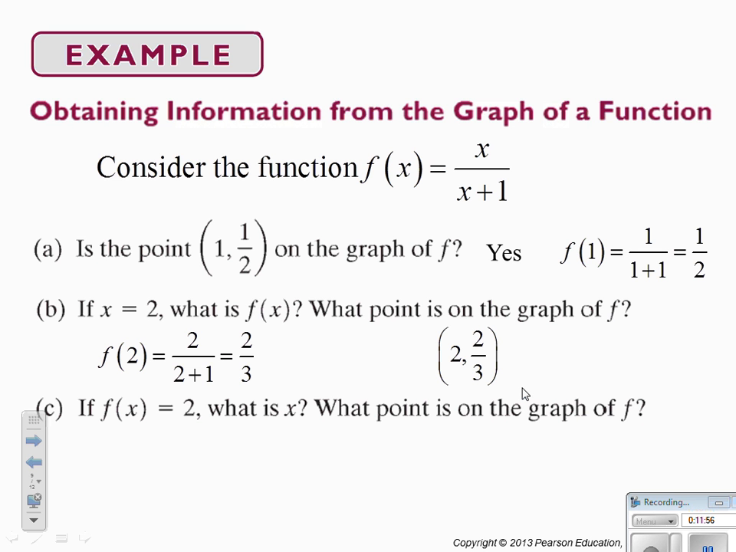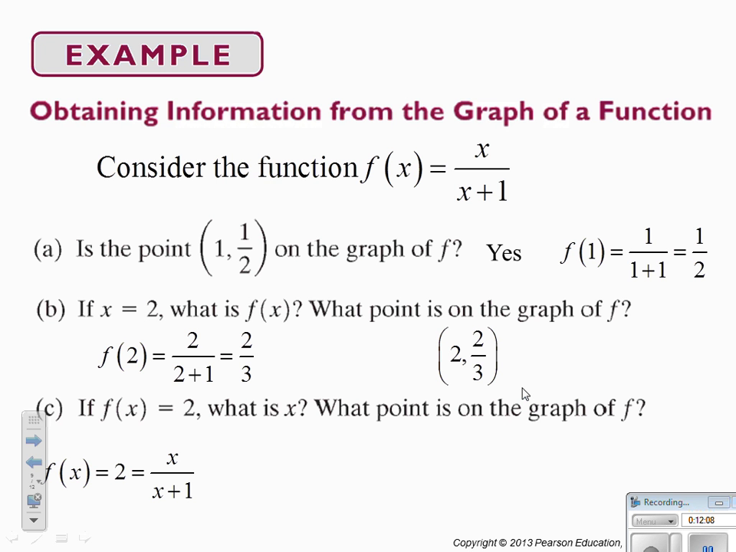If f of x is equal to 2, what is x? What point is on the graph of f? A little bit more difficult because now we need to figure out the x value. So if f of x is equal to 2, what does x have to equal in order for x over x plus 1 to equal 2?